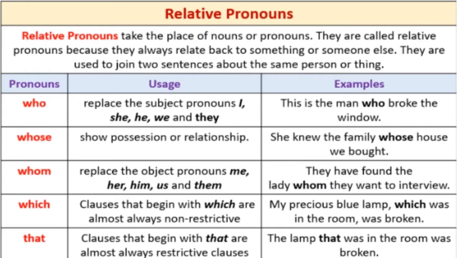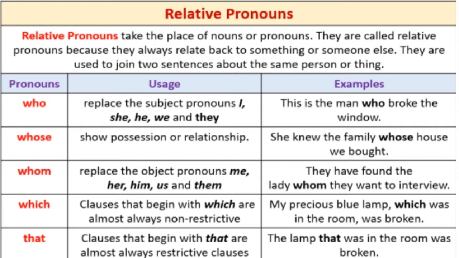Relative pronouns take the place of nouns or pronouns, so they can be replaced by nouns or pronouns. They are called relative pronouns because they always relate back to something or someone else. They are used to join 2 sentences about the same person or thing. So if I want to combine 2 sentences that are talking about the same thing or the same person, I can use relative pronouns. Like who for people.